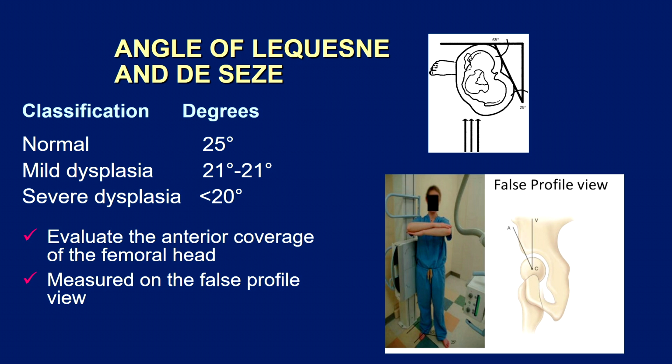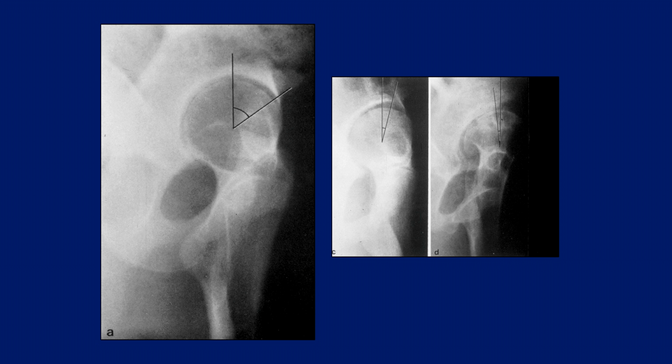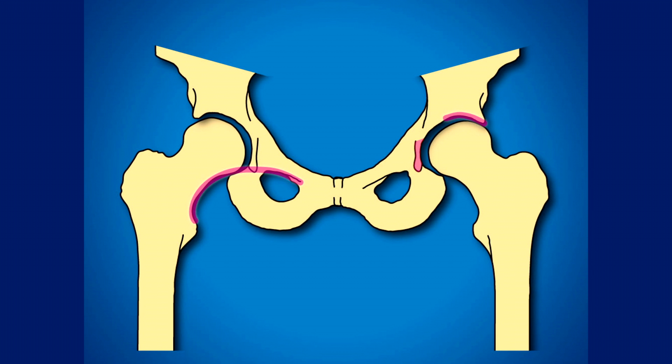You measure your anterior coverage with the false profile view, and that's the technique of how to take a false profile view, about 65 degrees, and the cassette is here. And that measures the anterior coverage. You have here a normal false profile view, and here you have a decreased one, and here it's almost nothing. So this you measure the anterior, and you measure the lateral coverage.